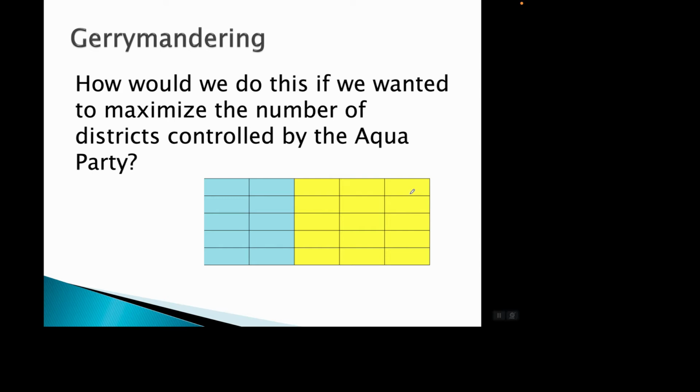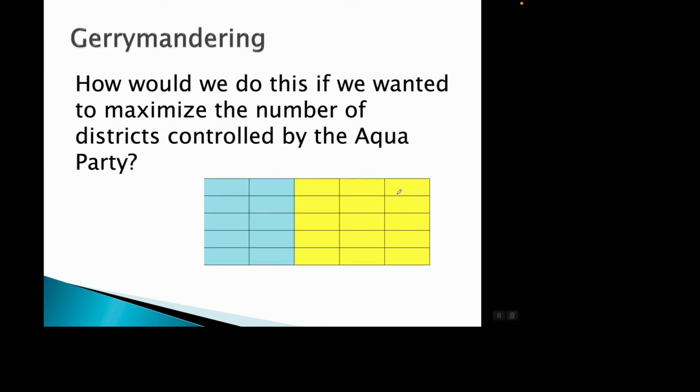How would we divvy up the map if we wanted to maximize the number of districts controlled by the Aqua Party? We'd start with this, and we could do something like this. Notice this district, for example, has 3 Aqua Party regions and 2 Yellow Party regions. So this is probably going to be an Aqua Party district. They will end up sending an Aqua Party representative to the legislature. Ditto with this district, ditto with this district. So it looks like the Yellow Party has only these 2 districts.